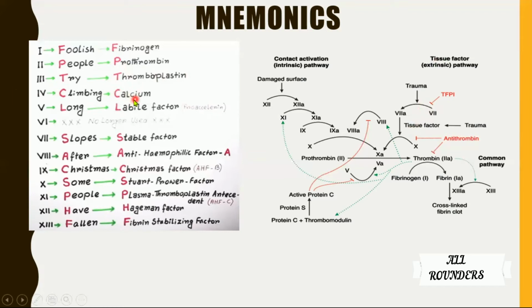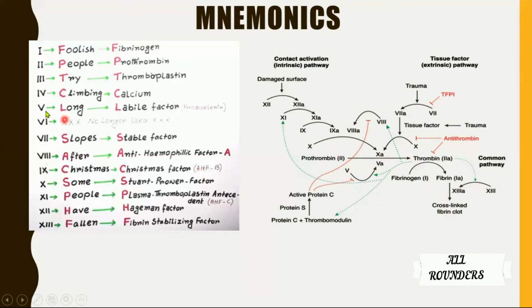Now this calcium is very important, though I guess it is not shown in this diagram. Calcium is needed to convert factor number 10 to its activated form. Similarly, to convert prothrombin to thrombin there is a requirement of calcium. To convert fibrin stabilizing factor, also known as factor number 13, to its activated form, and so as to convert fibrin into cross-linked fibrin, calcium is also needed.